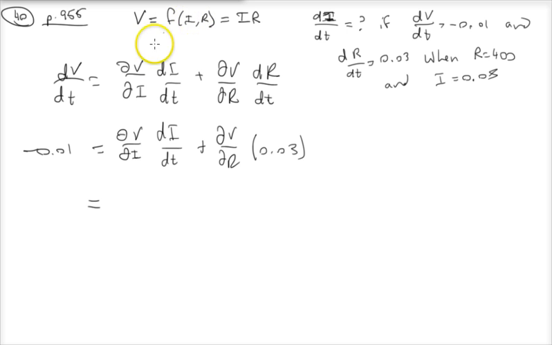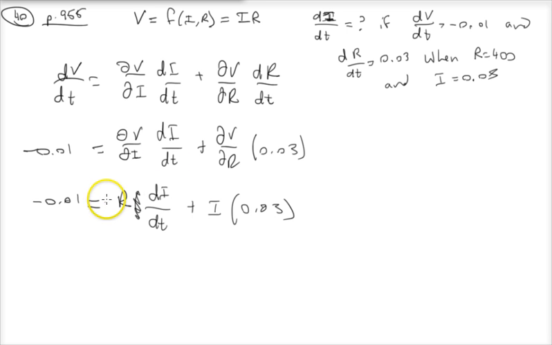So now we have to do our partial differentiation. For ∂V/∂I, the partial derivative of V with respect to I, we treat R as a constant and I as our variable, so ∂V/∂I is going to be R. Remember, we're trying to find ∂V/∂I and ∂V/∂R when R is 400 and I is 0.08. So now we have R times dI/dt plus, for ∂V/∂R, we treat R as our variable and I as our constant, so we get I times 0.03, and this is all equal to negative 0.01.